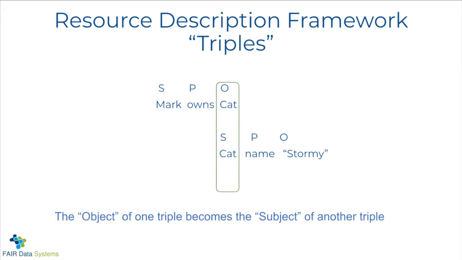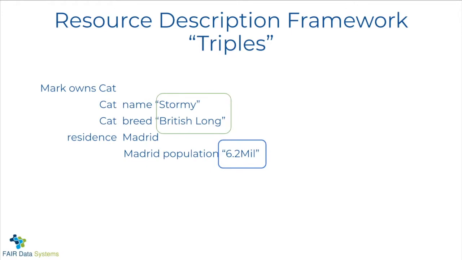And then we glue these two triples together. So Mark owns cat, cat named Stormy, and we make the object of the first triple the subject of the second triple. And then we keep going. So Mark owns cat, cat name is Stormy, cat's breed is British Long, Mark's residence is Madrid, and Madrid has a population of about 6.2 million if you look at all the communities around it.